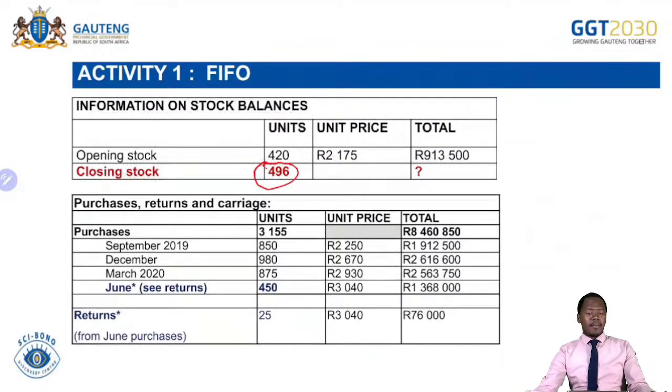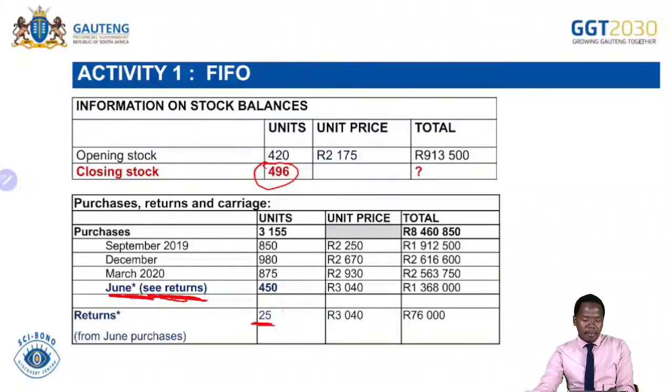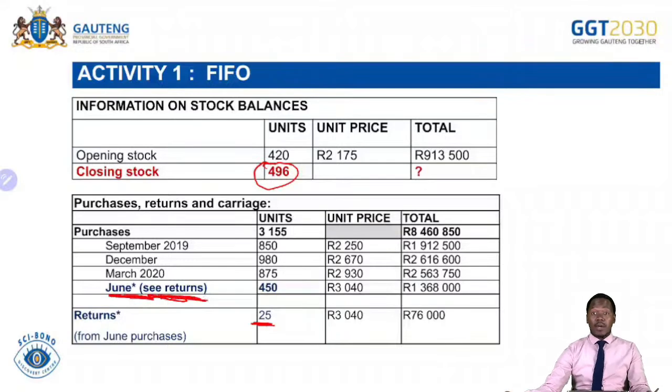Right. Now, this is the additional information given to us about the purchases, the returns, as well as the carriage. Carriage, remember, means transport. Money for transport. Money for delivery to the business. Right. We have our purchases for September, December, March, as well as June. June has been written in a different color. They are saying we must see returns. There are returns that took place there. It means the amount is no longer 450. We are going to look at that at a later stage, grade 12s.